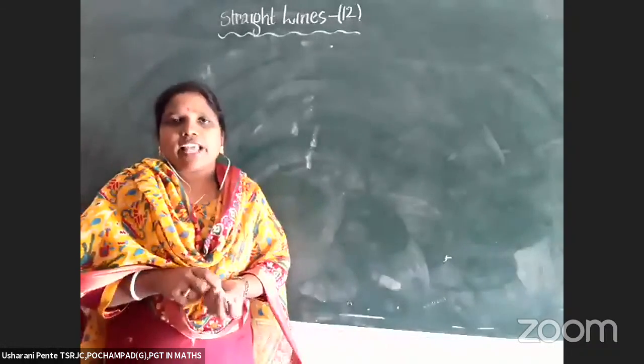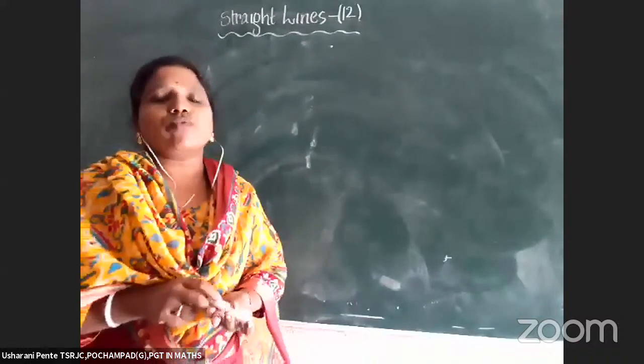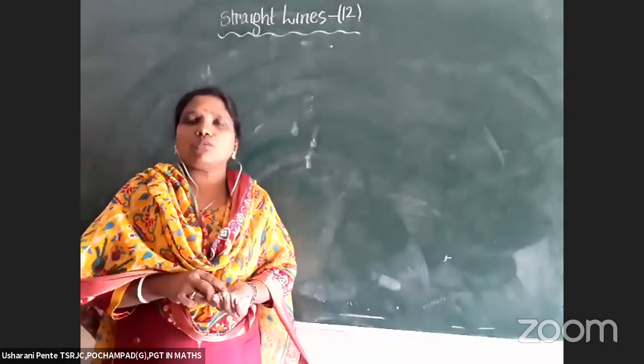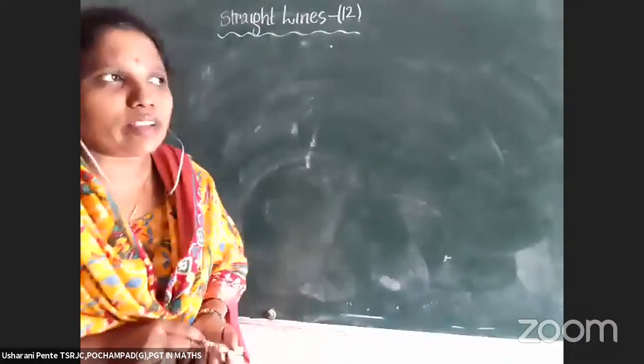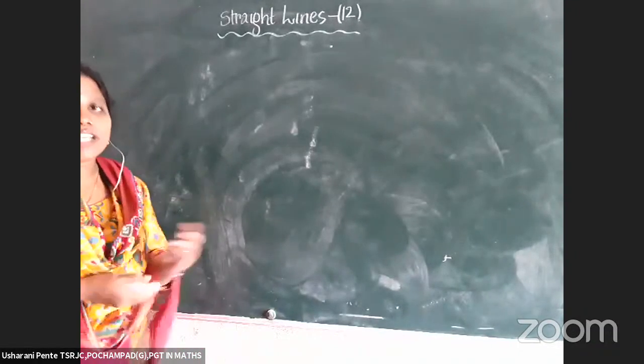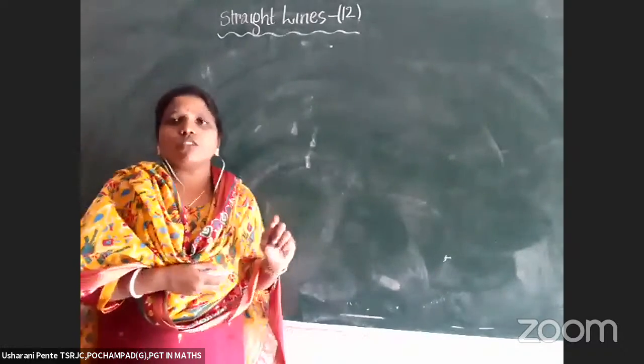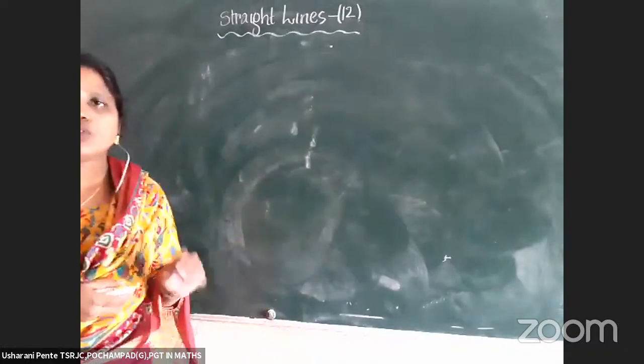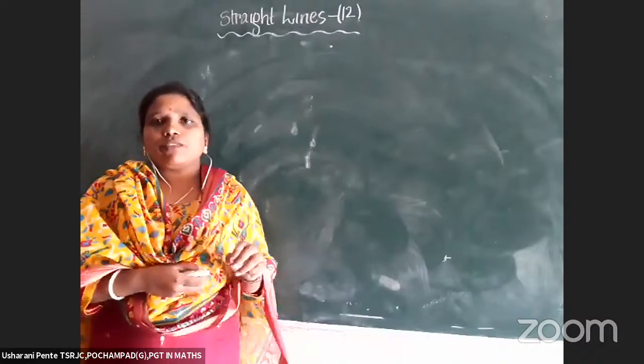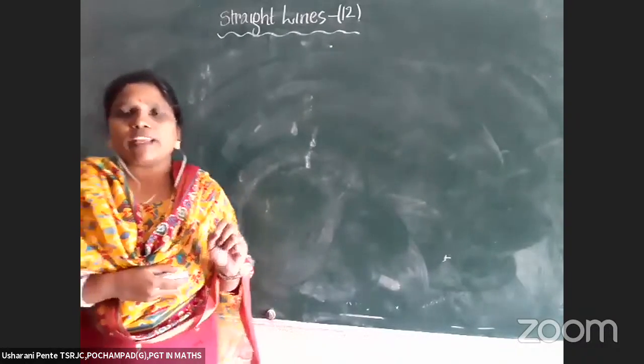In the previous class, we have seen how to find the angle between two lines. What is the formula we have seen? How to find the angle between the two lines? The angle between the two lines is found by cos theta is equal to a1 a2 plus b1 b2 by under root of a1 square plus b1 square into a2 square plus b2 square.